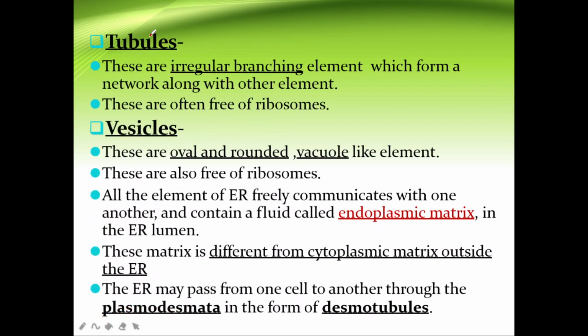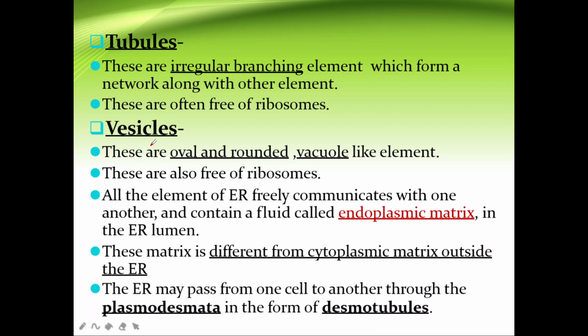Now, the second structure is tubules. These are irregular branching elements which form a network along with other elements. These are often free of ribosomes. Tubules are free of ribosomes. That means that cisternae consist of ribosomes, tubules show absence of ribosomes.